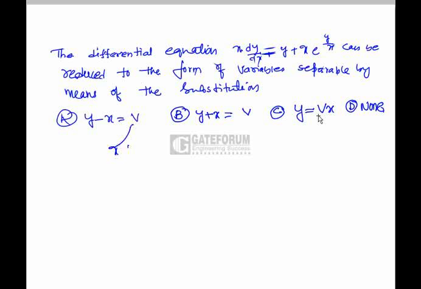The differential equation is x dy/dx = y + x e^(y/x). Now he's asking by which substitution this given differential equation can be converted into variable separable form.